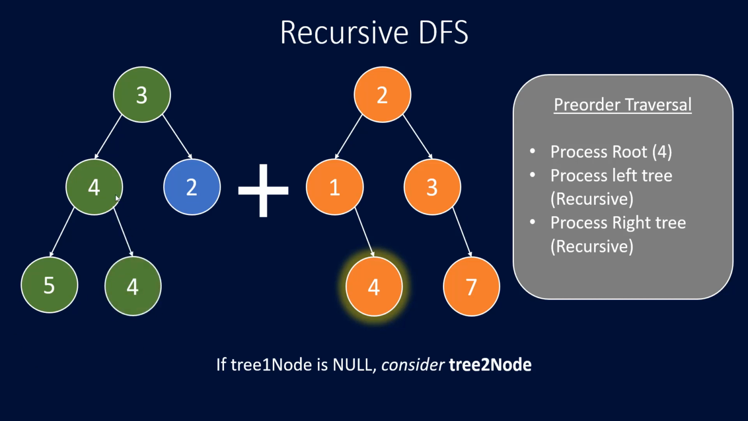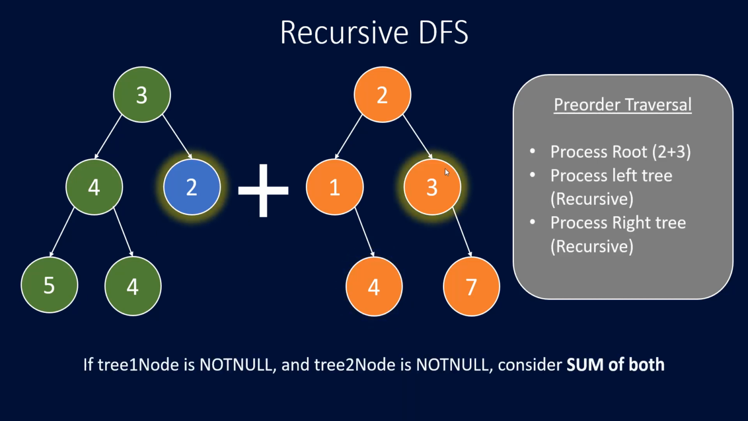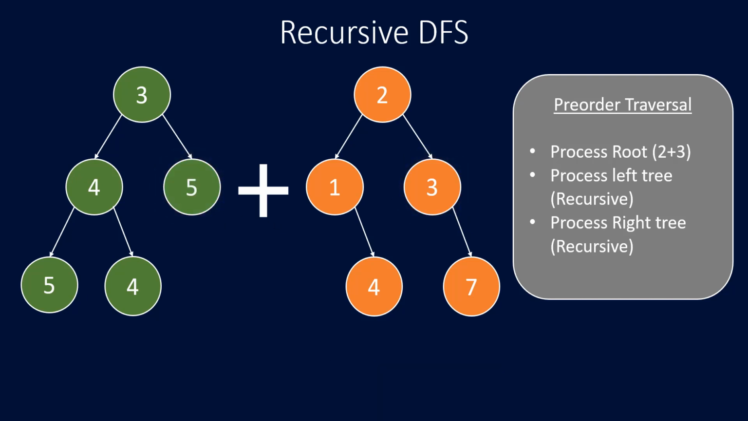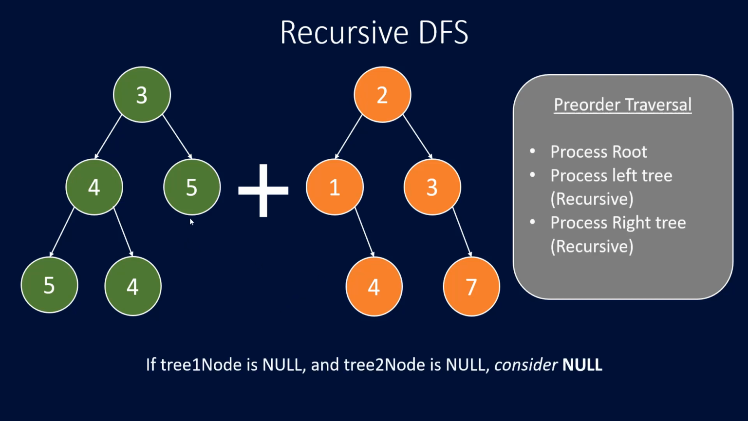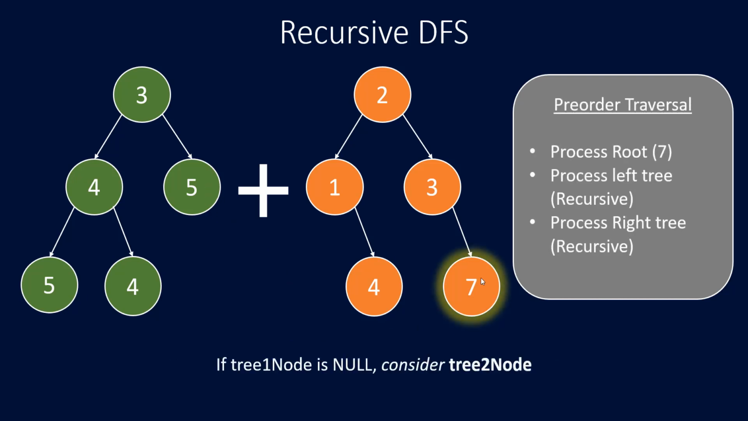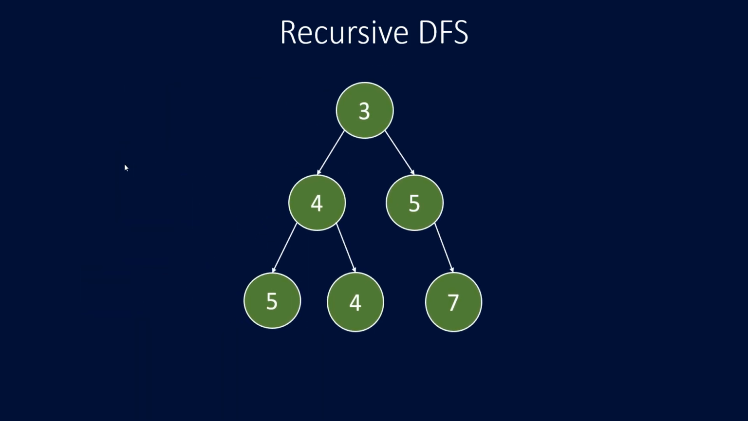Now as we have processed the left tree, we go to the right and process these nodes. Again, if you see over here we have an overlap, and so we do addition of both the nodes, which gives us 5, and we go to its left. Now as we go to its left, we see that the left of both these trees for this particular node is null, and so we do not need to update anything, and we can move forward and go to its right. For this right node, tree 1's right is null, so we are going to consider the right for tree 2 node, and so that gives us 7. And now our entire tree is merged, and this becomes our resultant tree.